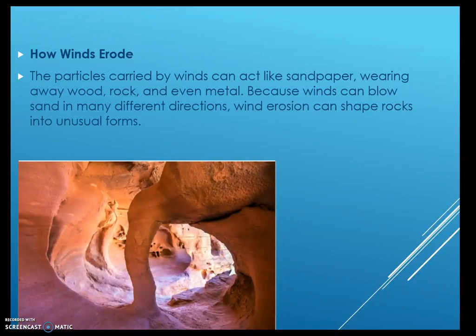All right, so a little bit more about how wind erodes. The particles carried by wind can actually act as sandpaper and wear away at wood, rock, and even metal. So wind can blow in all directions and it can create these strange shaped rocks, such as the one we see in this picture here.